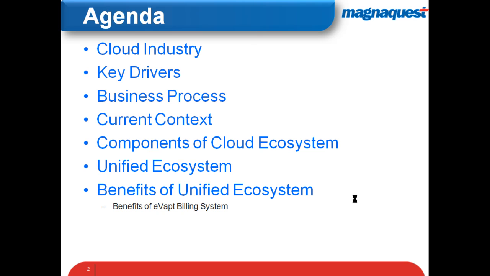This will be the agenda for our webinar. We will initially talk about the cloud industry and touch base on what various third-party analyst organizations have to predict about the cloud industry. We will talk about the key drivers of the cloud industry and the growth in the IaaS industry. We will look at some of the generic business processes in the cloud industry. We will attempt to see what is the current context as to how organizations are using multiple systems to manage their business operations. Then we will get down one level deeper and examine the various components of the cloud ecosystem and see the role played by each component. And then we will talk about a concept called the unified ecosystem, where we will talk about having all the systems in one centralized manner, and also touch base on the benefits of a unified ecosystem.